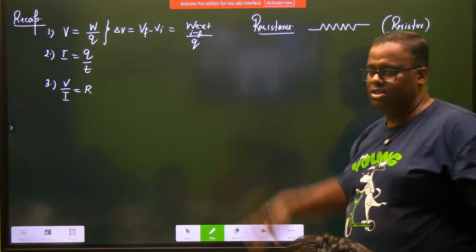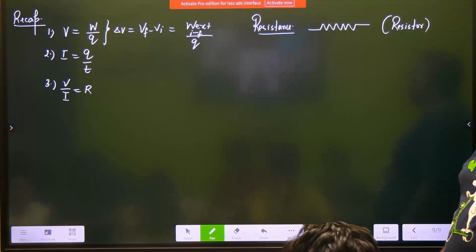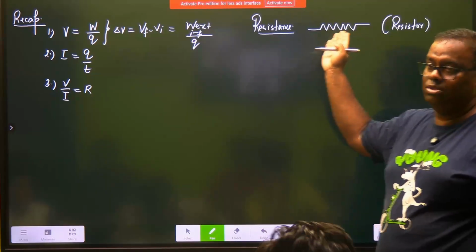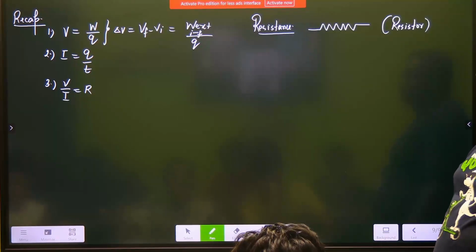Honest guy shows honesty. Idiot shows idiotism. So many books will write that the symbol of idiotism is this. No, this is the symbol of idiot. Got it? Resistor. It's a device.